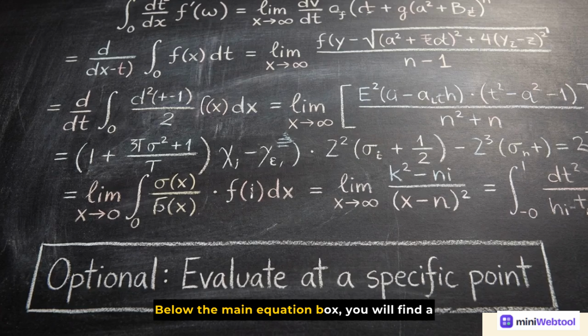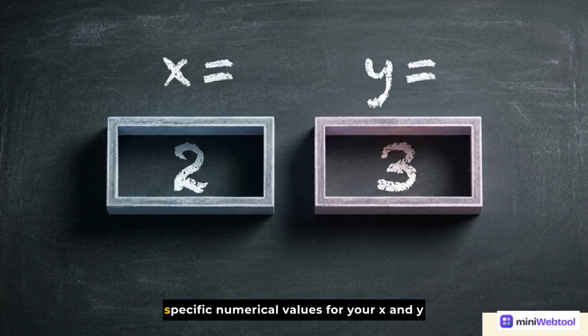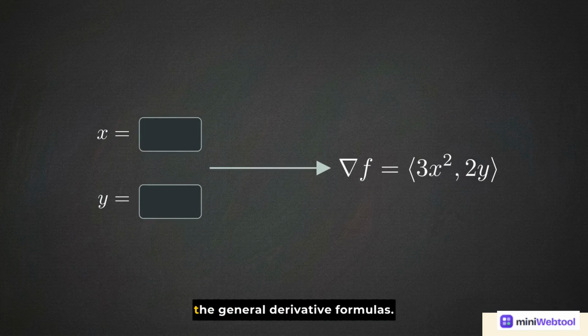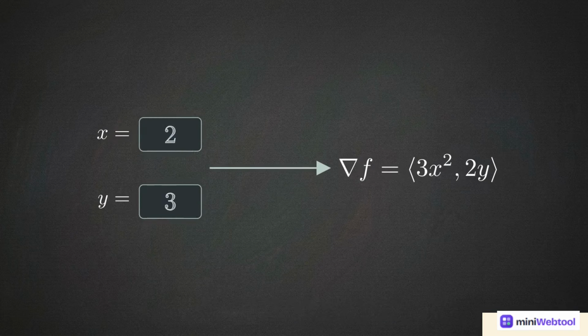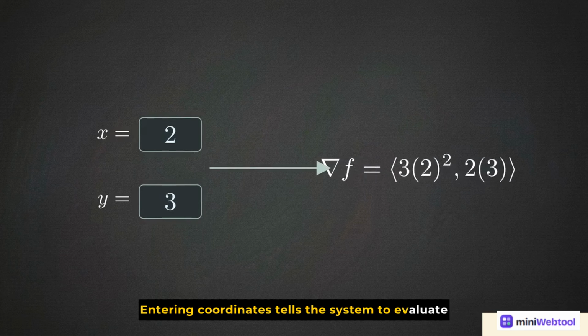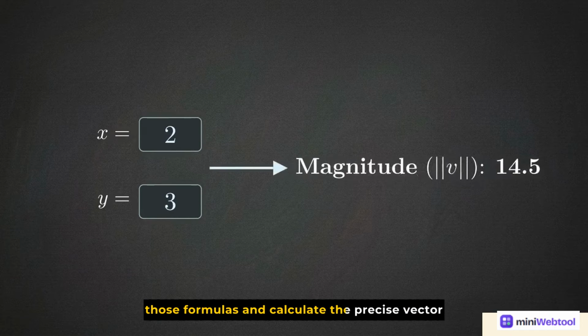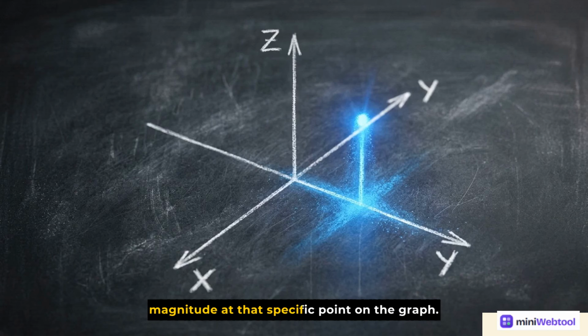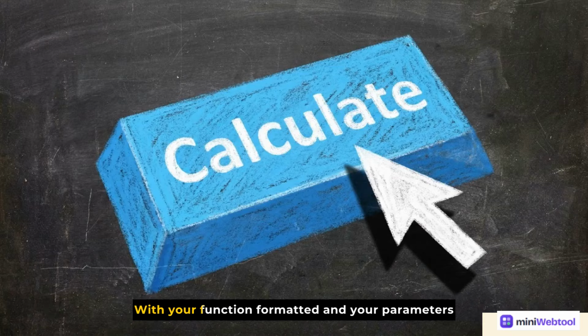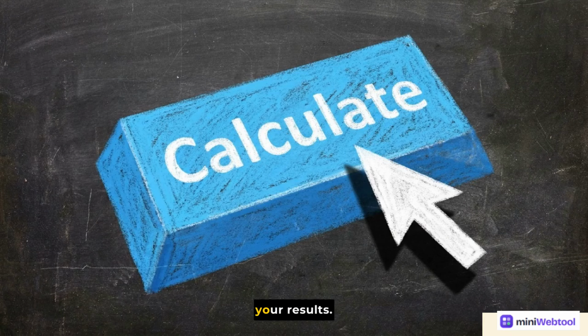Below the main equation box, you will find a secondary, optional input step, where you can enter specific numerical values for your x and y coordinates. Leaving these boxes blank tells the tool to output the general derivative formulas. Entering coordinates tells the system to evaluate those formulas and calculate the precise vector magnitude at that specific point on the graph. With your function formatted and your parameters defined, click the Calculate button to generate your results.